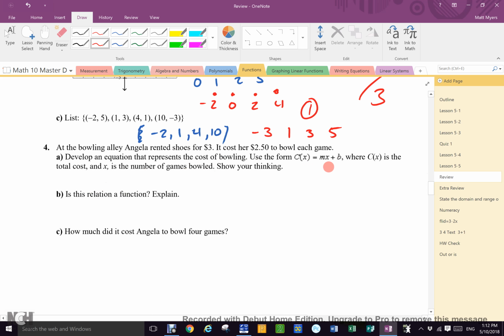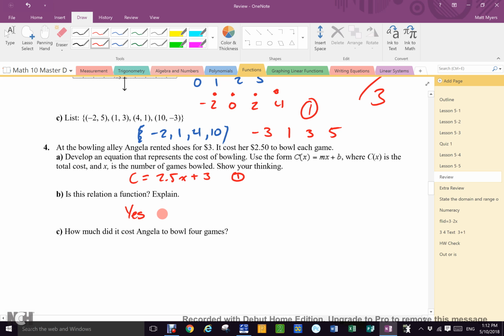What's the equation? Cost equals how much per game? 2.5 per game. Games are X plus how much? 3. That gets you 1 mark. Is it a function? Yes, that gets you 1 mark.